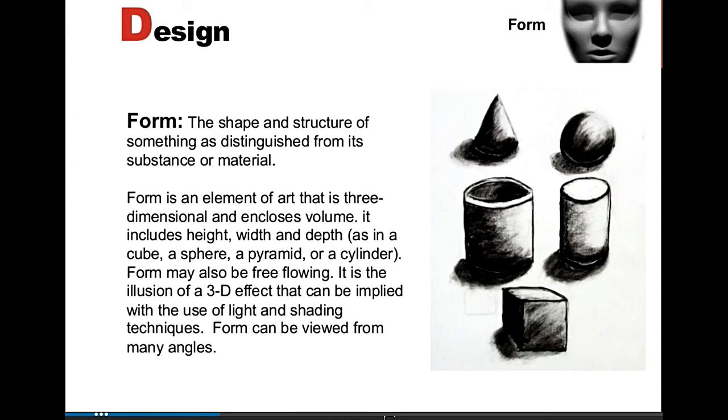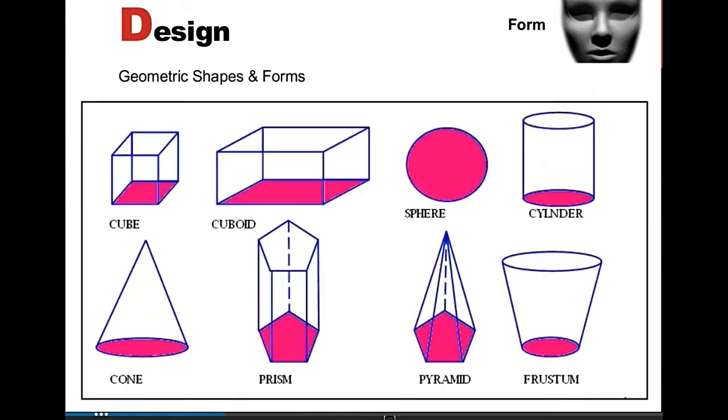Form may also be free-flowing. It is the illusion of 3D effect that can be implied with the use of light and shading techniques. Form can be viewed from many angles. Here are some geometric shapes and forms: the cube, cuboid, sphere, cylinder, cone, prism, pyramid, and a frustum.